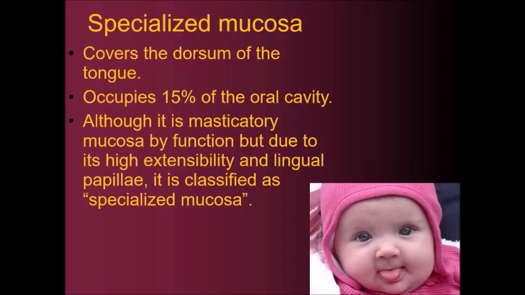The specialized mucosa, as we said earlier, covers 15% of the oral cavity, and it is found in 4 places: the vermilion border, the anterior 2/3 of the tongue, the lingual tonsils, and the junctional epithelium. For the lingual tonsils and junctional epithelium, we will study them next week. This week, we'll talk about the vermilion border and the anterior 2/3 of the tongue.